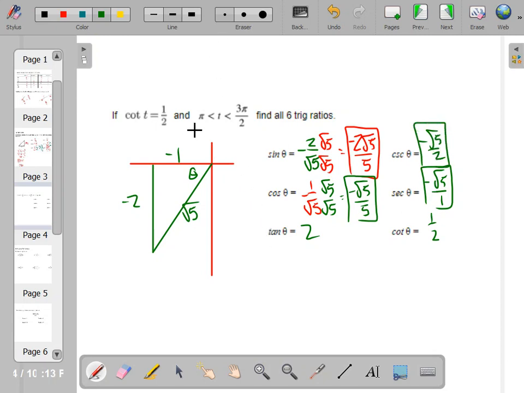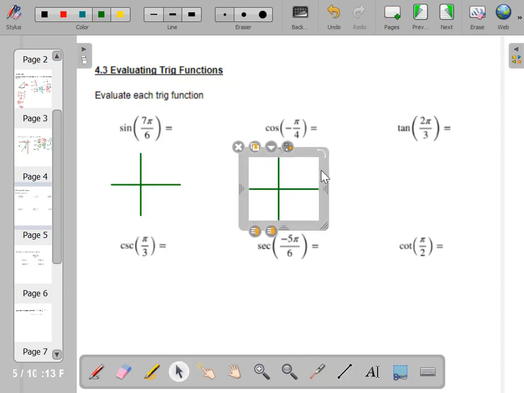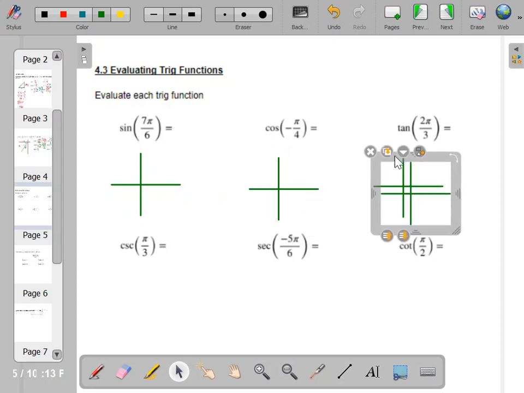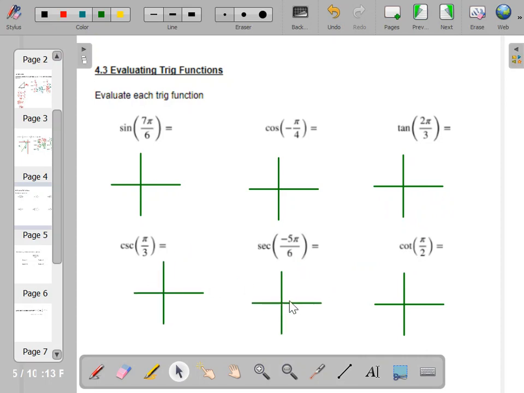Pretty much the same game as the other problem. You just have to draw it first. Evaluate trig functions. So if it helps you to kind of sketch it, and it helps me, I like to know where I'm at and then think about what I need. So I'm going to go ahead and do this. 2, 3, boom, boom. There we go. Okay, just to help me sketch them.